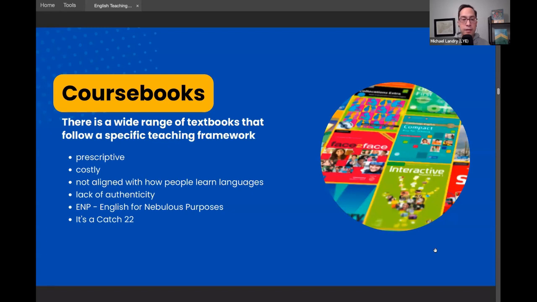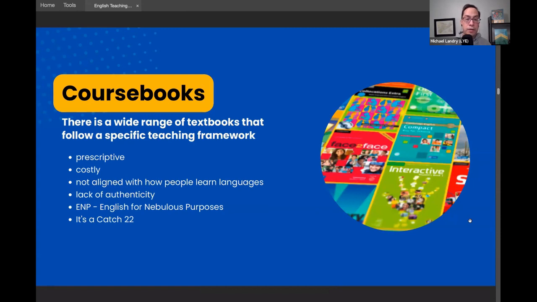And in many cases, they don't align with how people actually learn. Again, they're not really focusing on approaches that are student-centered. They're, again, prescribing an approach that they feel is the optimal way for students to learn. Also, there's this lack of authenticity. There's a lot of school talk or teacher talk that's built into this. So it's not really representative of real English or how English is used in the real world.